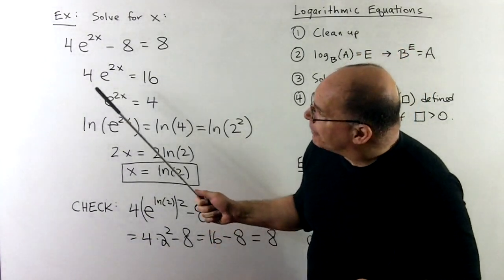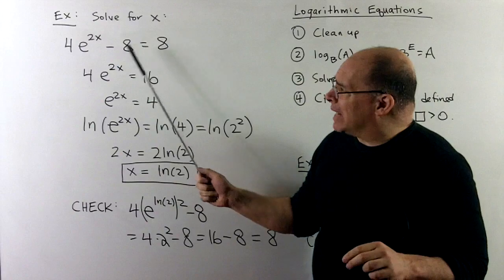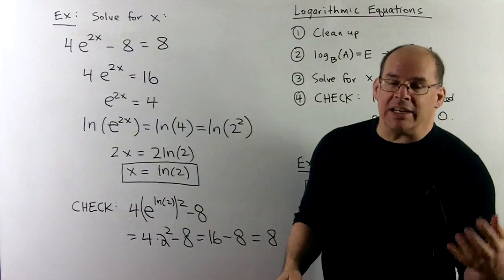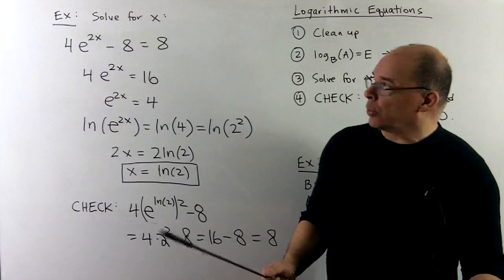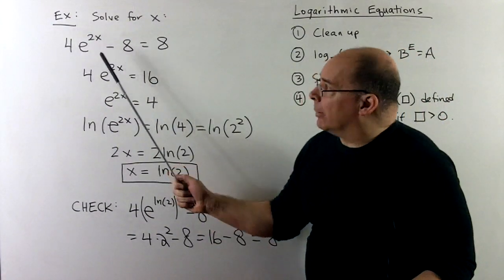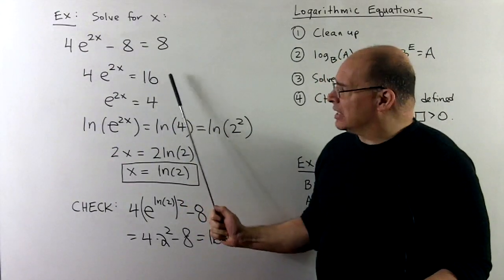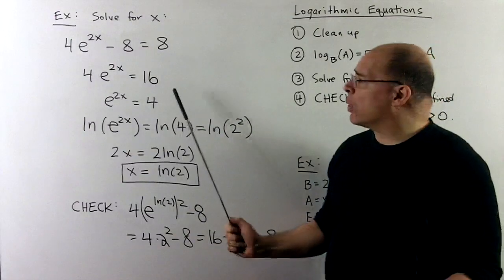Next, let's try 4e^(2x) minus 8 equals 8. Here, if I'm going to proceed, I need to isolate the exponential as usual. So what are we going to do? We're going to move the 8 to the other side. We have 4e^(2x) equals 16. Divide both sides by 4.